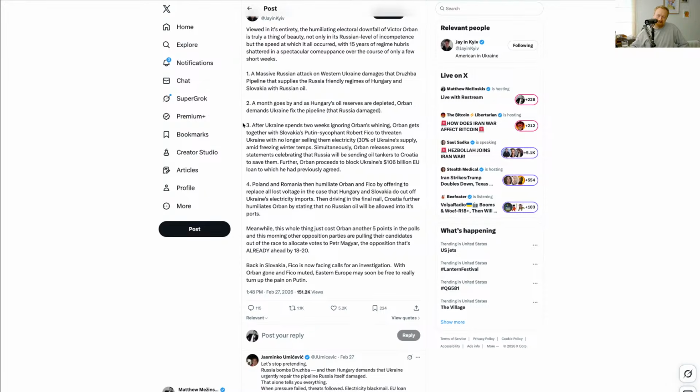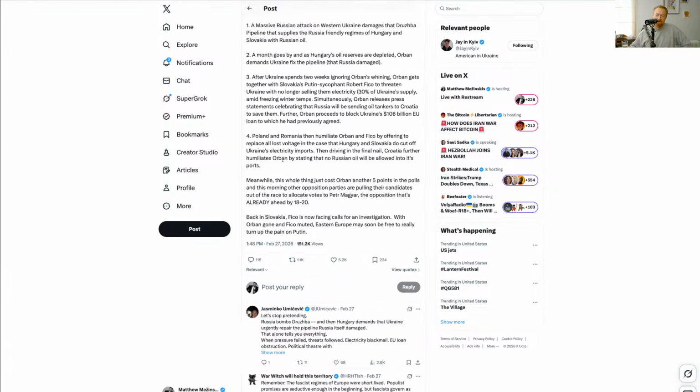But after Ukraine spends 2 weeks ignoring Orbán's whining, Orbán gets tougher, together with Slovakia's Putin sycophant Robert Fico, to threaten Ukraine with no longer supplying electricity, 30% of Ukraine's supply, and freezing winter temps. Simultaneously, Orbán releases press statements celebrating that Russia will be sending oil tankers to Croatia to save them. Further, Orbán proceeds to block Ukraine's $106 billion EU loan, which had previously been agreed.